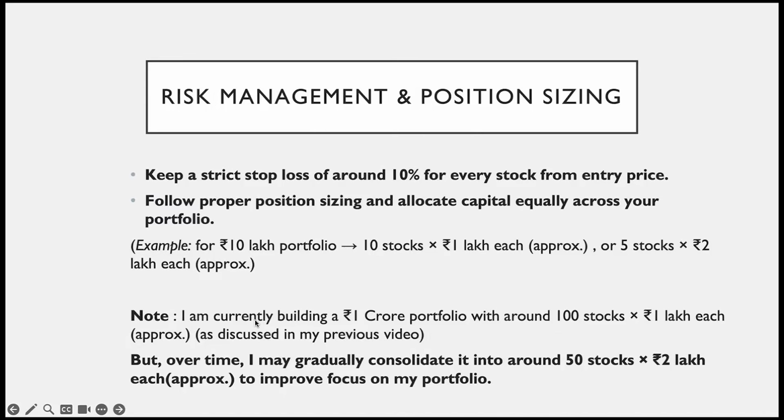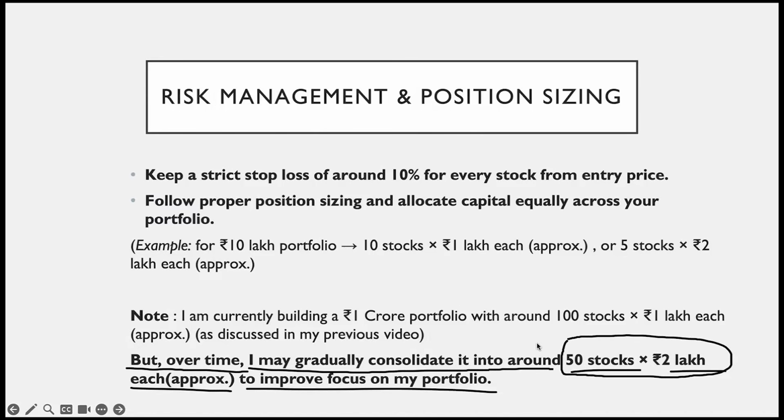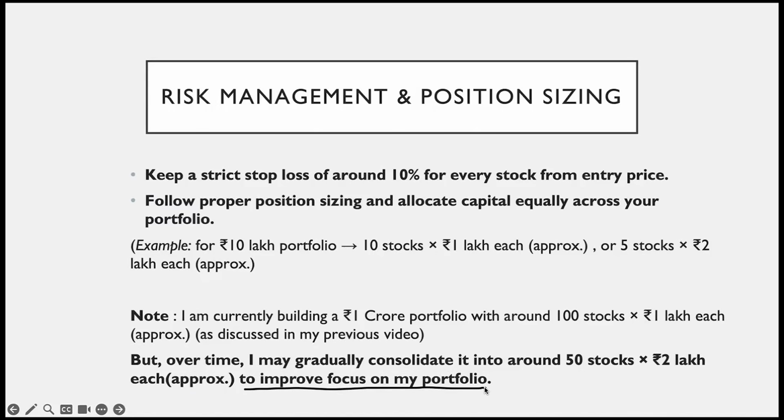But one thing I want to mention here: over time I may gradually consolidate into around 50 stocks with approximately 2 lakh each to improve focus on my portfolio. That means from 100 stocks I may finally make a portfolio of 50 stocks, and instead of 1 lakh I may put 2 lakhs in each stock. Why? Because having more stocks will deviate your focus. That is what I realized. That's why, though in the previous video I said I am building 100 stocks with 1 lakh each, I have a plan to narrow down to around 50 stocks with approximately 2 lakhs. That is what I am planning to do.